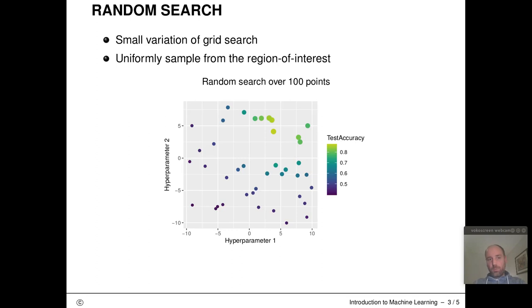The second algorithm I want to cover here is just a slight modification of grid search, which nevertheless is usually considered to be a better alternative nowadays. And this is called random search.